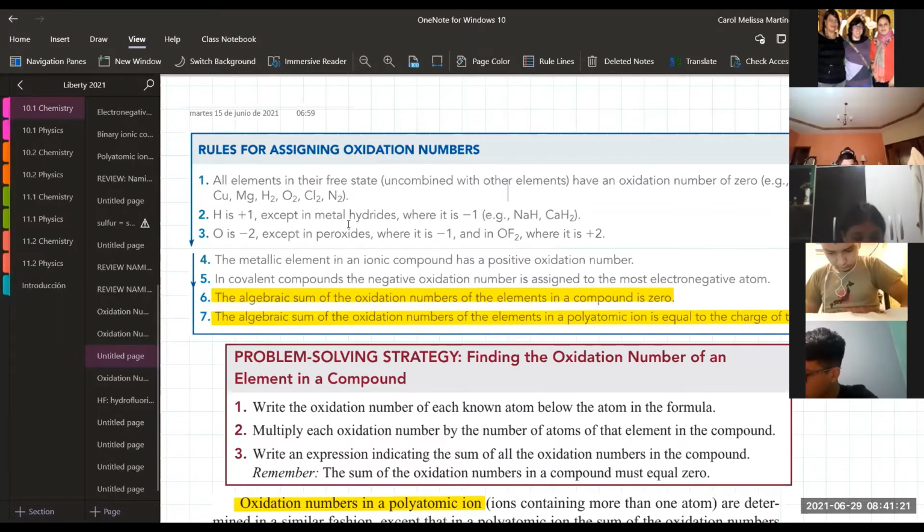Oxygen, most of the time, is going to be -2, except when we're using peroxides. When you have peroxides, the charge for oxygen is going to be -1. And in the compound OF2, oxygen is going to be +2. Remember that fluorine is always -1.